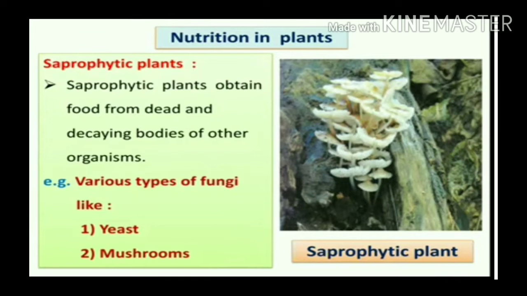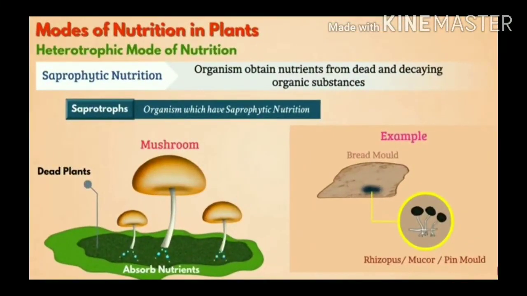Next is saprophytic plants. Saprophytic plants obtain food from dead and decaying bodies of other organisms. Various types of fungi like yeast and mushrooms are saprophytes. Fungi secrete digestive enzymes on the dead remains to digest or break down the carbon compounds they contain. The resulting solution is absorbed to obtain nutrients. In this way, they absorb nutrients from dead plants and animals' bodies.